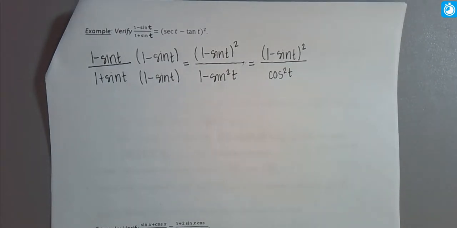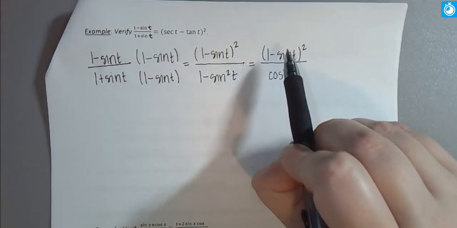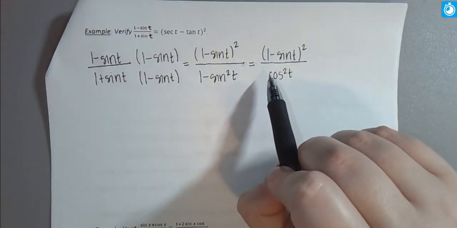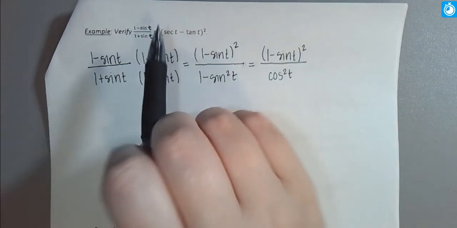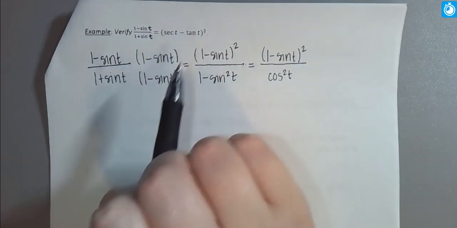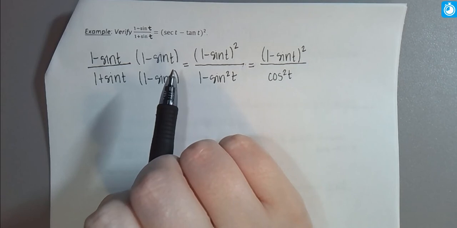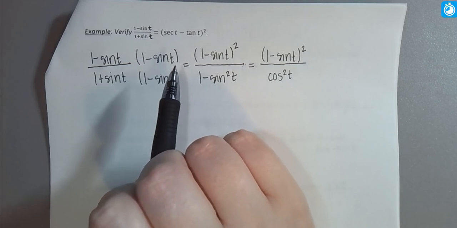Okay, so we're getting there. We're on the right track. Now, we're also to the point where it looks like we have 2 terms. We have a denominator of cosine. We have 2 terms. Both could be rewritten with a denominator of cosine. So we're definitely on the right track.